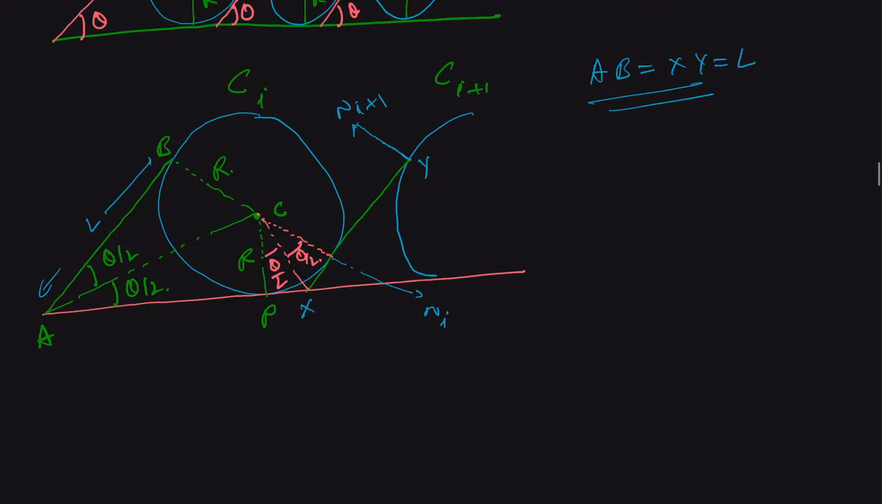And for the sake of convenience, let us assume this AB is our first stick. We call this our S of I, and XY is our second stick. So we are calling this AB our S of I, and XY we are calling this stick I plus 1.